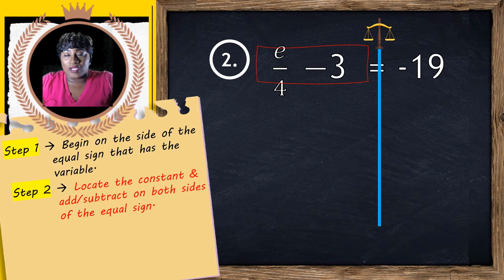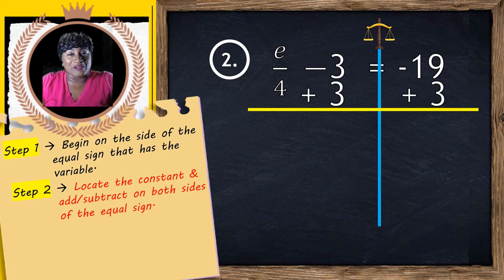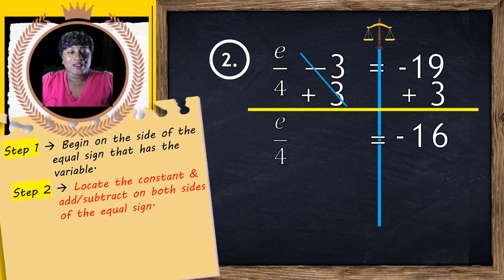Our constant 3 is being subtracted. Since 3 is being subtracted, we will use inverse operations to add 3 on both sides of the equal sign. To balance the equation, we'll be left with e over 4 equals negative 16. Now our variable e is on the left side of the equal sign.